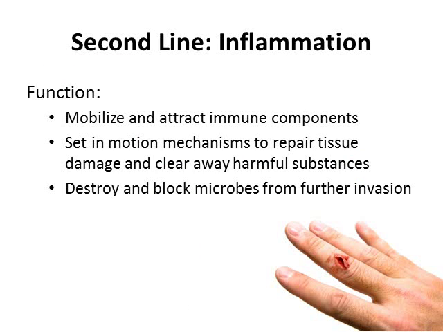The function of inflammation is that you want to mobilize and attract your immune components. So you want to send out signals to your white blood cells that they should get to the injury as fast as possible to take care of any potential pathogen. It also sets in motion mechanisms to repair the tissue damage and to clear away harmful substances. And once your immune components are there, they're going to destroy or block the microbes from getting further into the tissue, from invading that area.